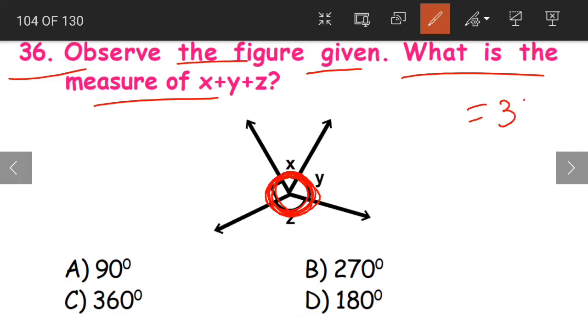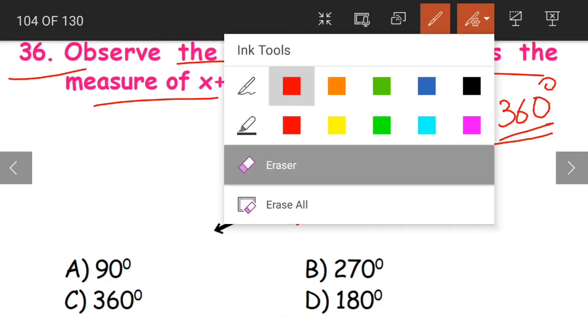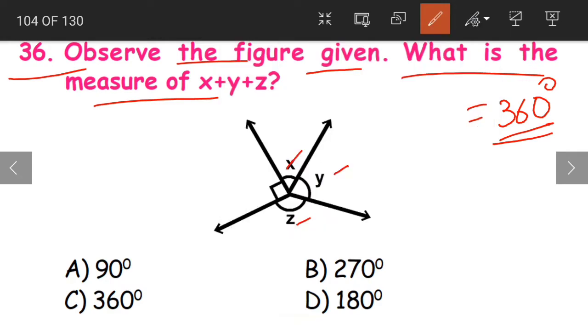As we have discussed, the measure of a complete angle is 360 degrees. Yes or no? Now from these, we are having 4 angles, x, y, z and another right angle. How do we know that it is a right angle? First, it is in L shape. And again look at the angle shape here, it is also given in L shape. So that means it is nothing but a right angle that is equal to 90 degrees. A right angle's measure is always equal to 90 degrees.